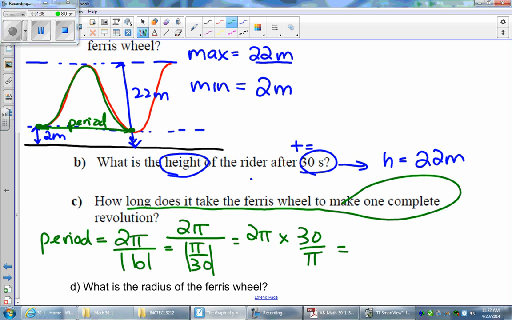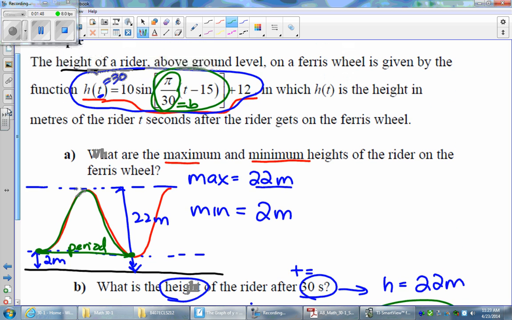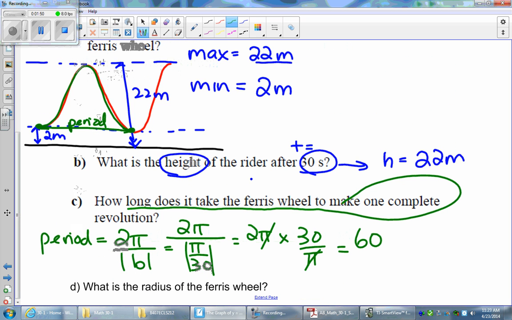So therefore, my period for this example, these pi's will cancel out and I get 2 times 30, which gives you 60. So what this means is, I believe this is in seconds, it takes 60 seconds to complete one revolution. Okay, so that's my period there.